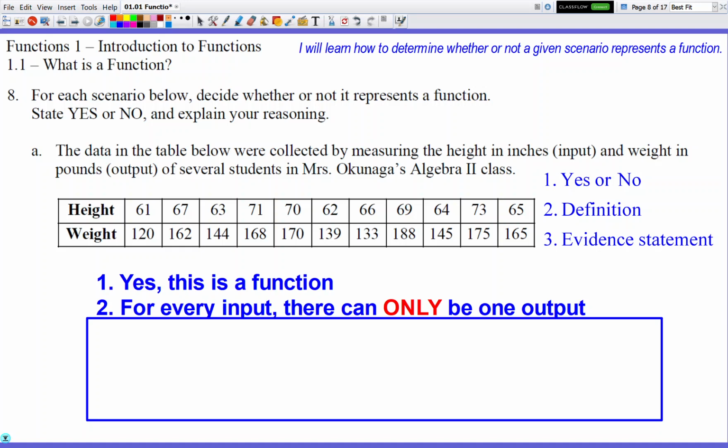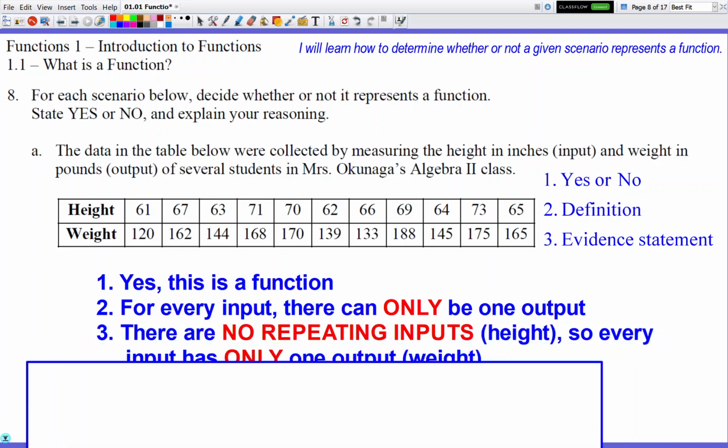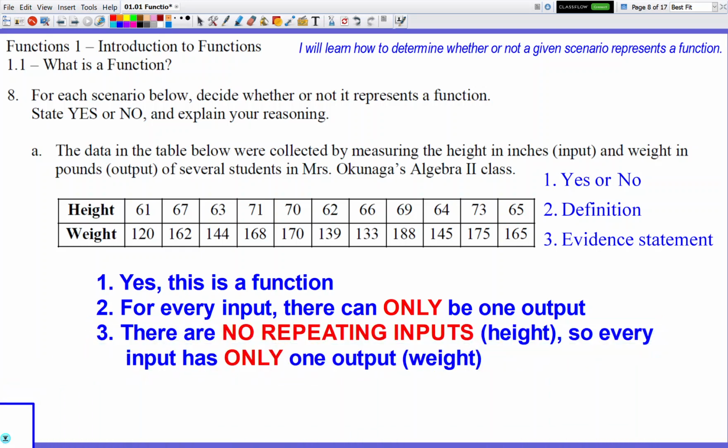So what is the proof that backs up this yes answer? Like I said earlier, when we figured out that this was a yes, what do we notice about the inputs, or the height? That none of them did what? And hopefully you say none of them repeated. And if none of them repeat, then that's why it's a yes. So when I write my evidence, look at what I wrote: there are no repeating inputs. Whenever you see a yes answer for a function, I better see no repeating inputs in your evidence. So yes is always going to have no repeating inputs in the evidence answer.